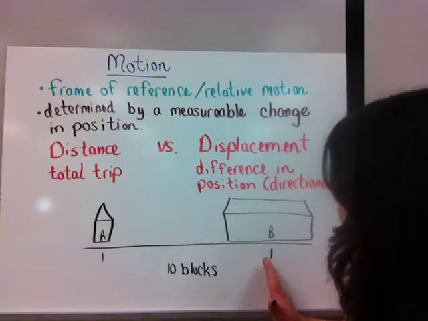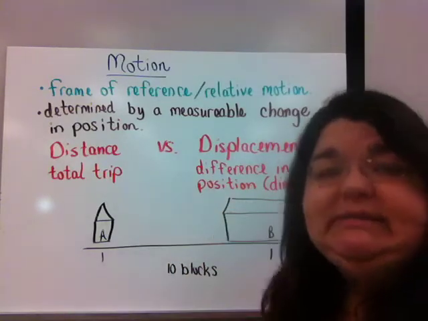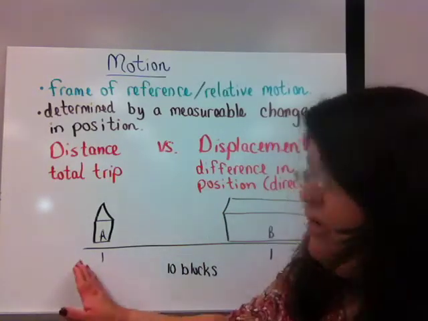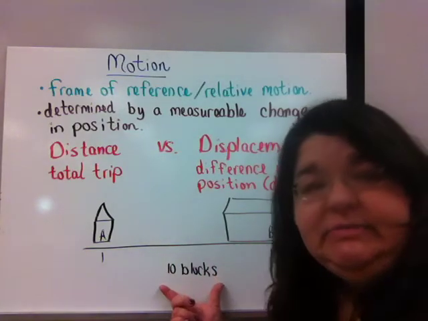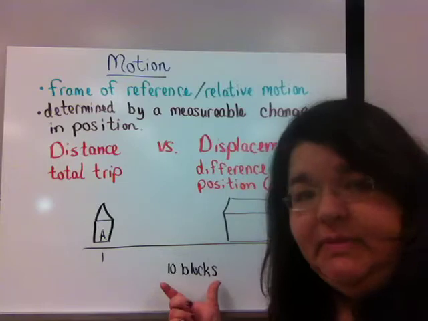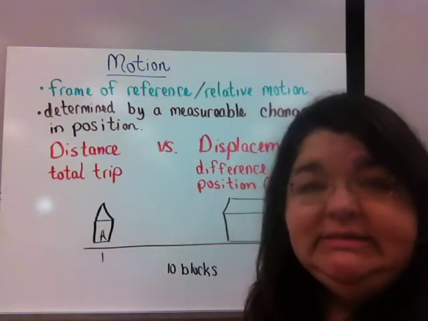Now, if he ended up at the school and never went back home, then his distance and his displacement would match. He started in one place and he ended up in the other. And his total distance was 10 blocks. And his displacement from point A to point B was also 10 blocks.